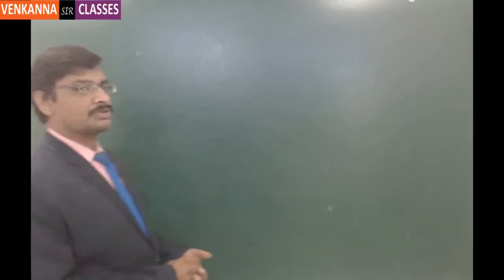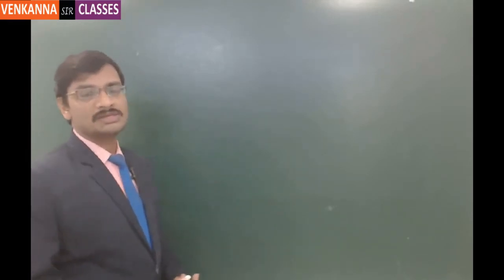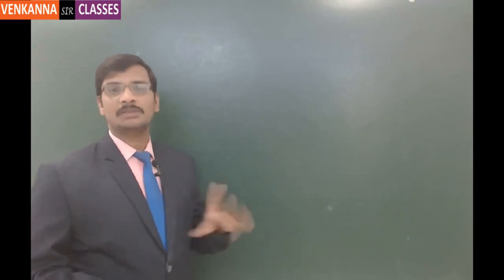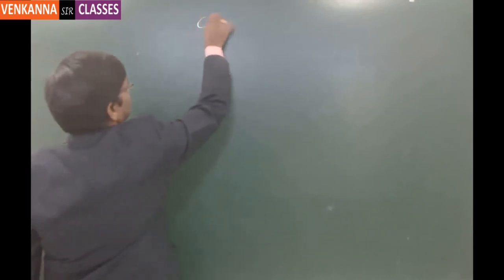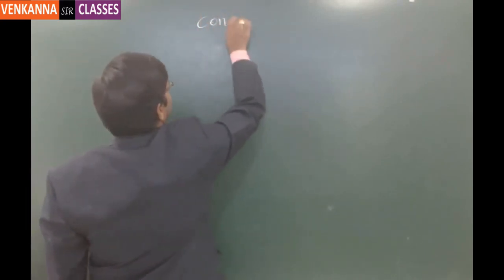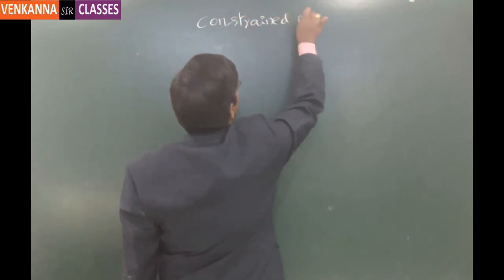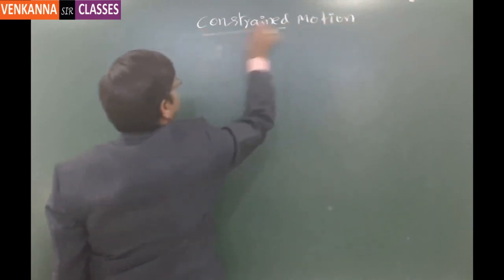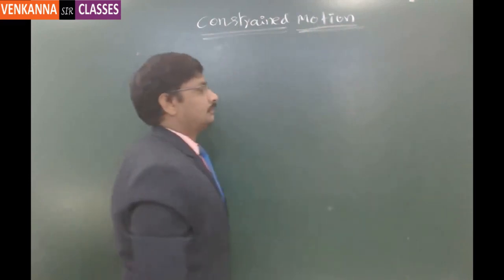So let us start. In the constrained motion, we have discussed the particle moving in a circular path with an initial velocity of u, which was given tangentially at the bottom. So in that, we will extend our discussion. Constrained motion.